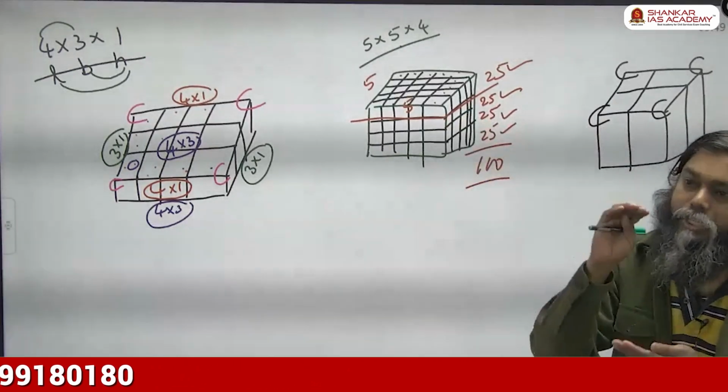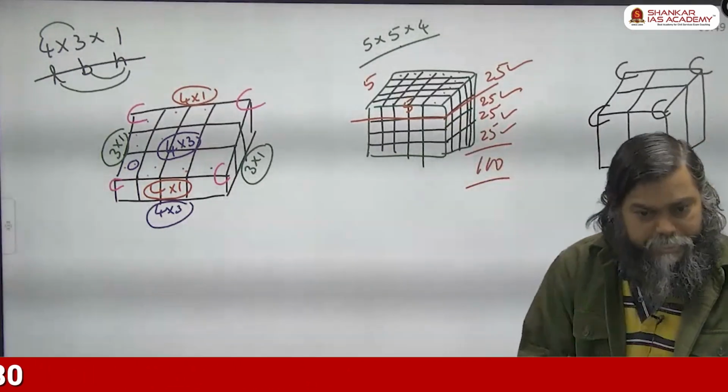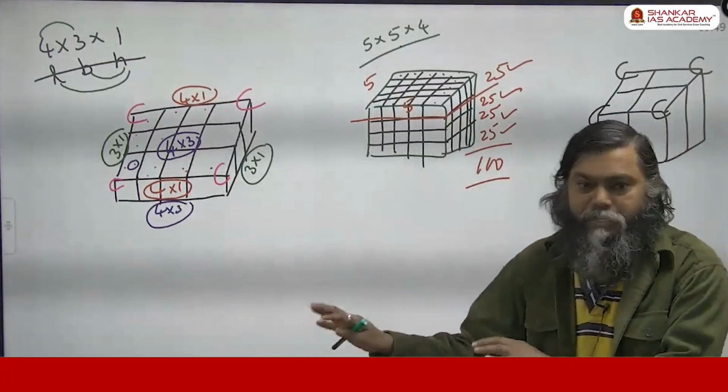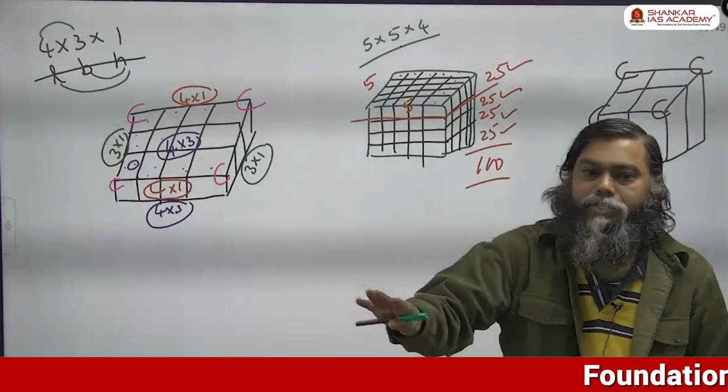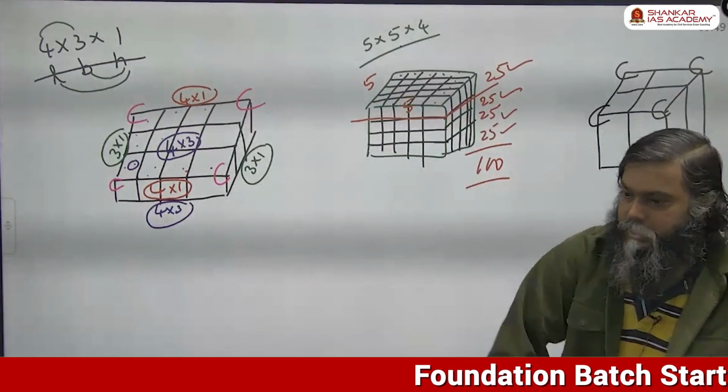But generally, the total includes what? Corner piece plus edge piece plus surface piece plus inside piece. Depends upon the diagram, they are there or not there. Did you all understand this? Tell me.